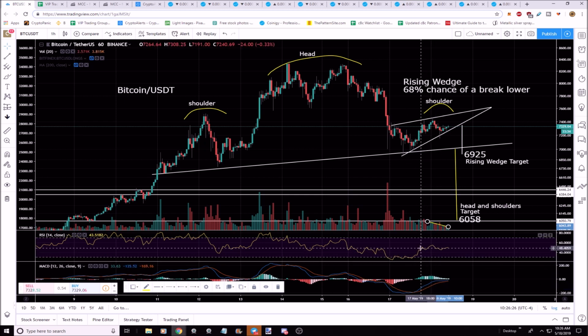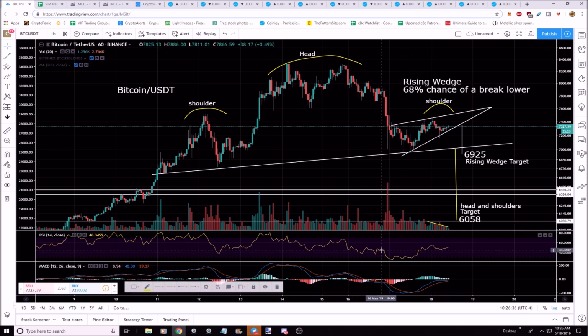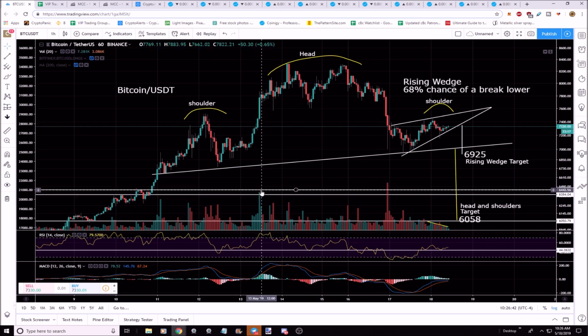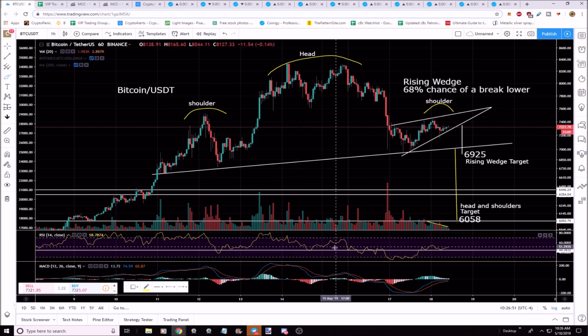The RSI is right at the 50 line, so if we do move lower, a break below the 50, you'll notice when we're below the 50. Let me just mark this real quick. To mark this line, Alt-H puts a straight horizontal line across any part of the screen. I did the same up here with these two lines of support. What I want you to notice here is when the RSI is below the 50, potentially you're in a downtrend.